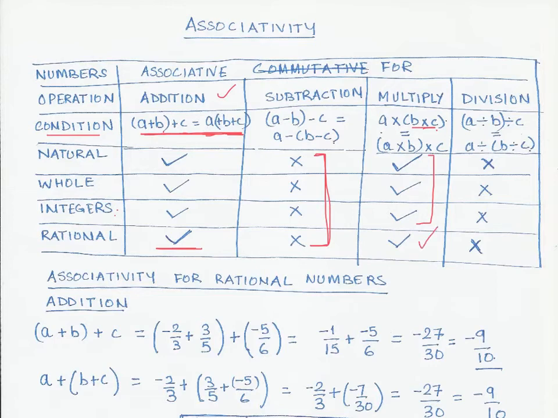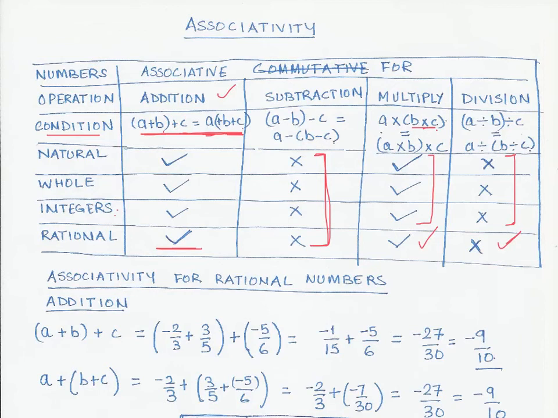In terms of division, we have already looked at the earlier numbers, the natural, the whole and the integers, not being associative for the division operation, and so is the case with rational numbers. So you can see that there is a clear trend over here, a clear pattern. All four types of numbers, natural numbers, whole numbers, integers and rational numbers, follow the associative property under addition and multiplication, but they do not follow associativity for subtraction and division.